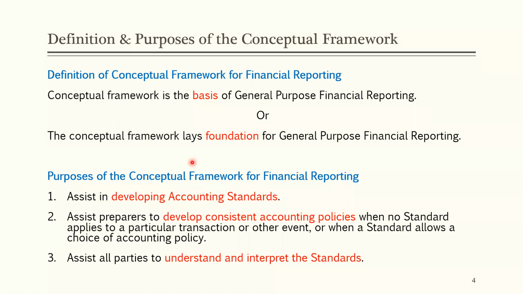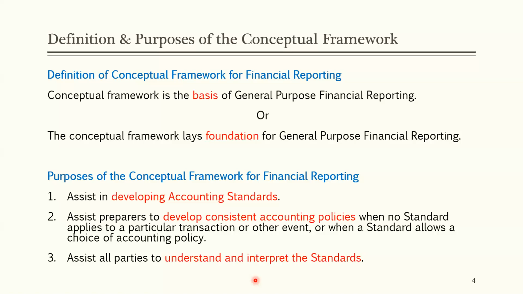Okay. Then we were talking about the purposes. The second point is: assist preparers to develop consistent accounting policies when no standard applies to a particular transaction or other event, or when a standard allows a choice of accounting policy, right? So there are situations where for certain transactions, we may not be able to apply a particular standard, or there may be situations where we are given an option. The best example is LKAS 16, the most familiar one for you. In LKAS 16, when it comes to subsequent measurement, you are free to use either the cost model or the revaluation model.